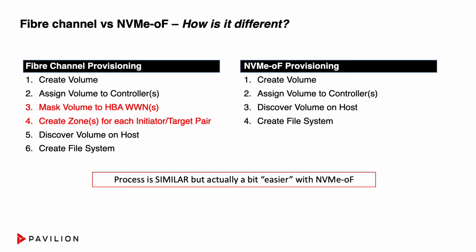Well, in the new way of NVMe-over-Fabric, it's very similar, but a little simpler. You create that volume on a storage array, you assign that volume to the controller, then you go to the host and you discover that volume on the host, and of course, then you create a file system. So the process is incredibly similar, but actually a bit easier and a couple less steps.